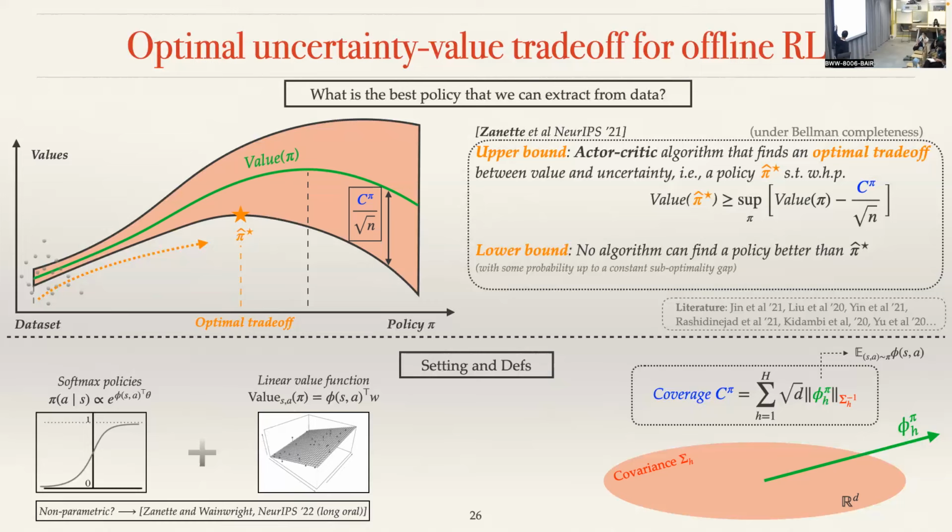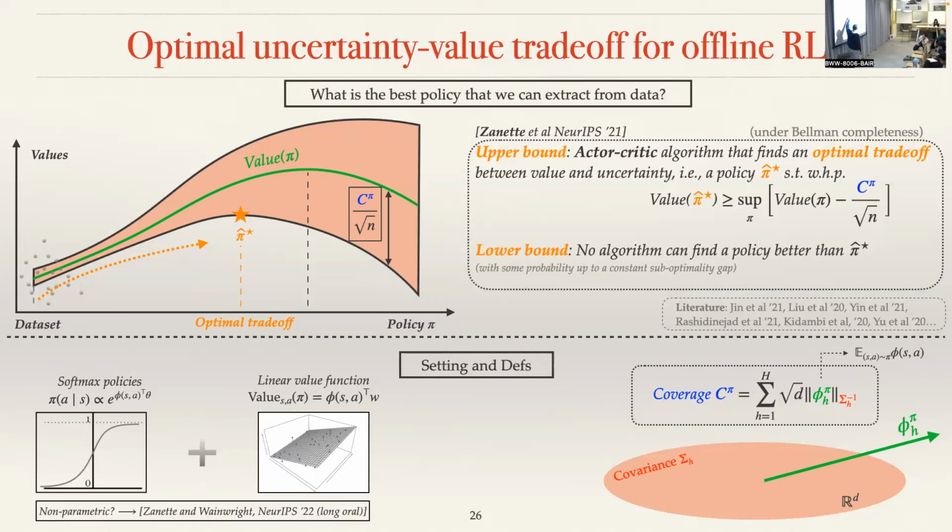You have no idea about a policy that does something in a completely unknown area of the state and action space. So even if that policy, by doing fitted Q, looks good, you have to take into account that you're extremely uncertain about this value. And so somehow you would like to penalize it. And so you would like to say, oh, this policy, I'm too uncertain. I'm going to assign it a very low value.